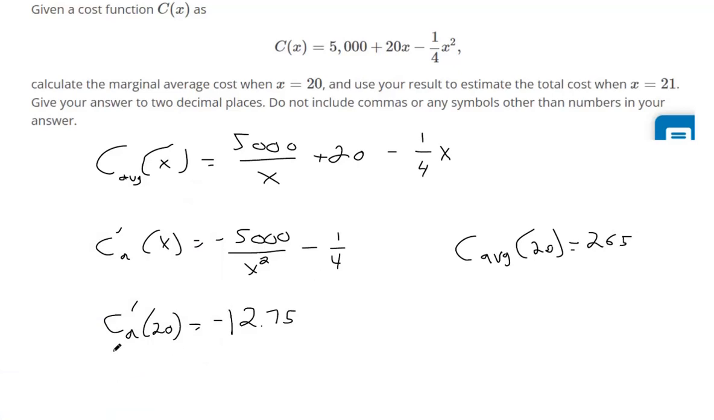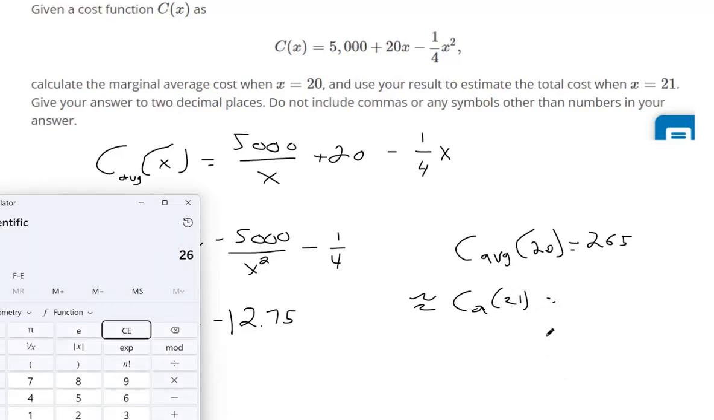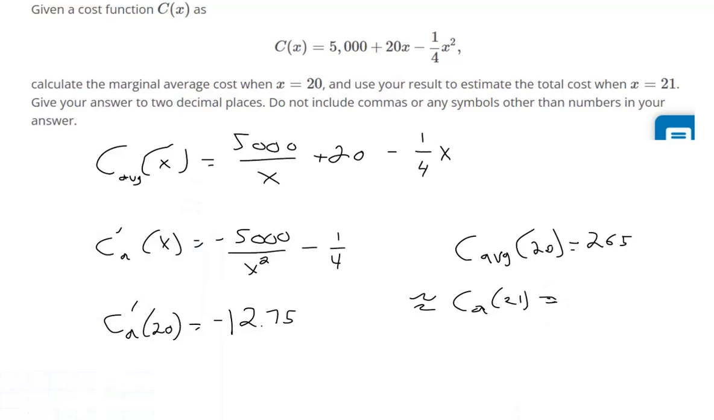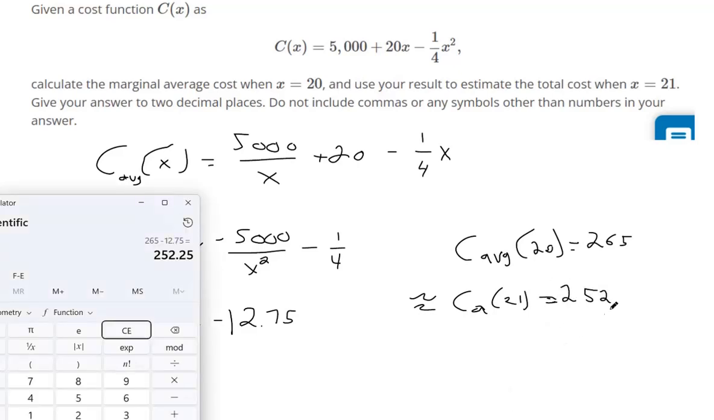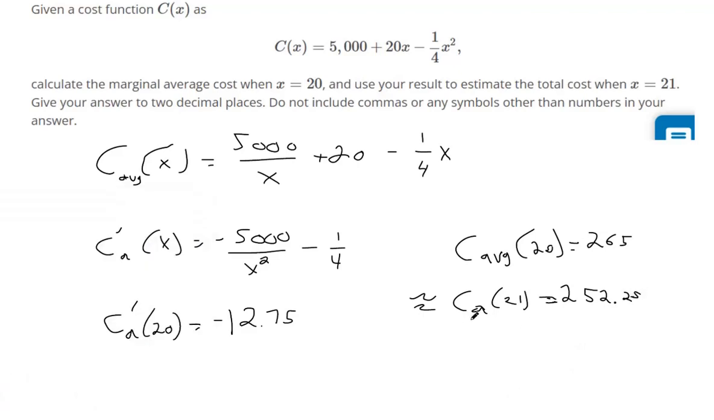But our calculations just said the average cost decreases by $12.75 per item. So the estimate for the average cost, I should say, of 21 units is the average cost for 20 units subtracted by that 12.75. Because it's going down, right? The average cost per unit should be going down. Okay, so that's our average cost per each unit when we're at 21 units.